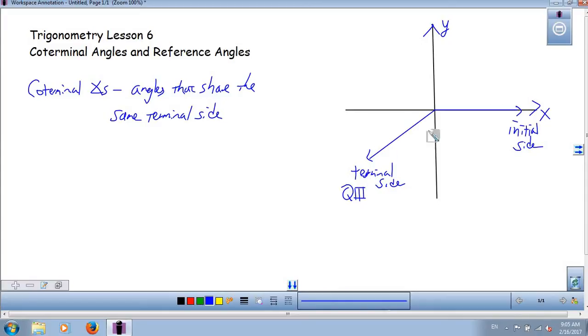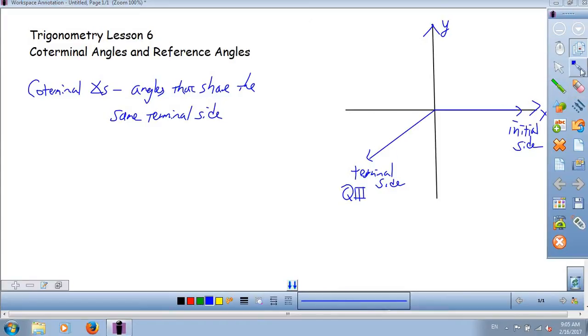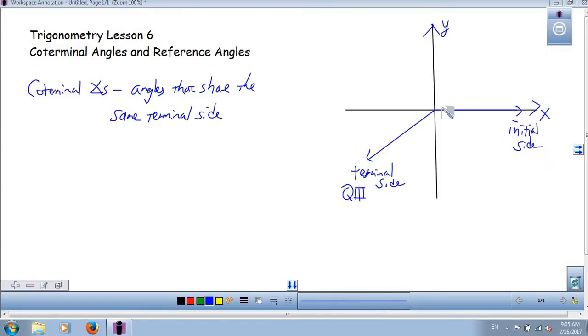Okay. So this angle, how do I get to this angle? The simplest way is to go from the initial side and rotate in the positive direction. So let's call this theta. The positive direction is the counterclockwise direction. So this is angle theta, rotating from the positive side counterclockwise to the terminal side.